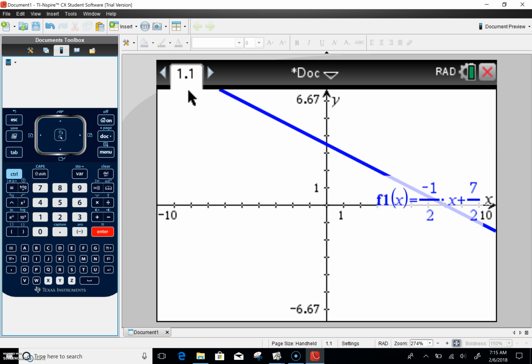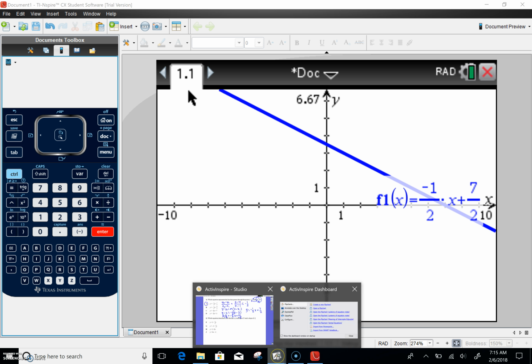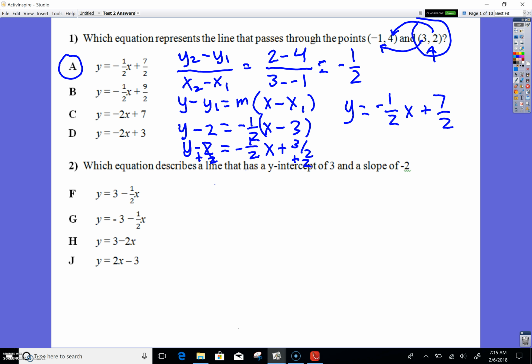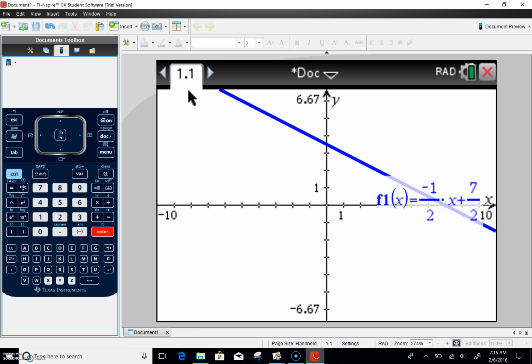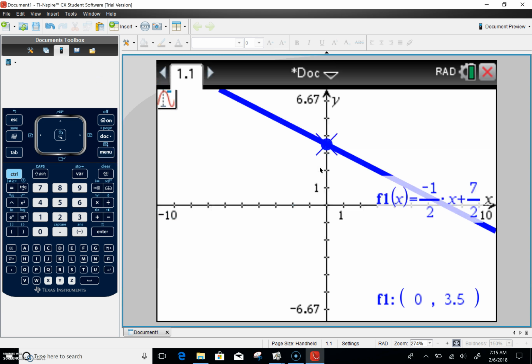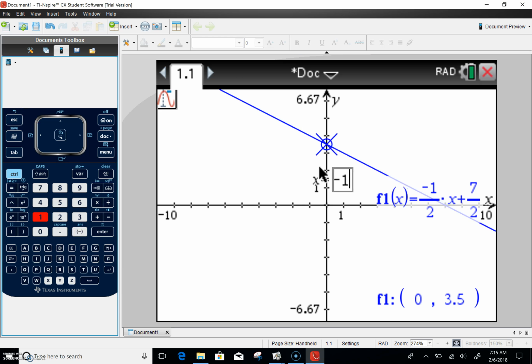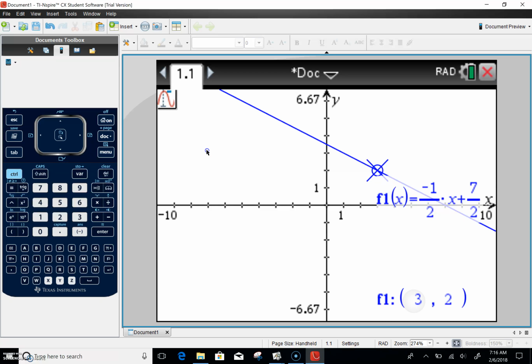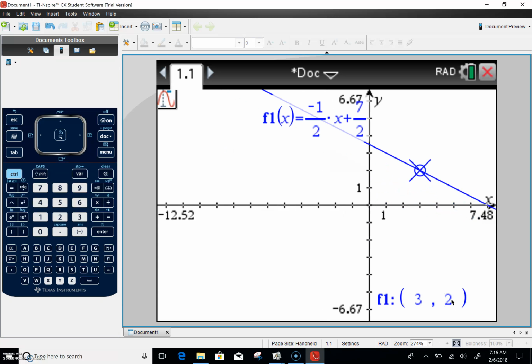All we have to do is look for our numbers. Remember, we want negative 1 and 4, 3 and 2. So I go menu, trace, graph trace, negative 1, I enter, the number is 4. 3 is 2. So both those numbers are good. This is where we see those numbers.